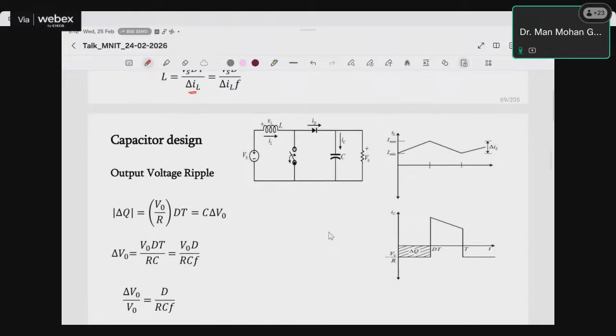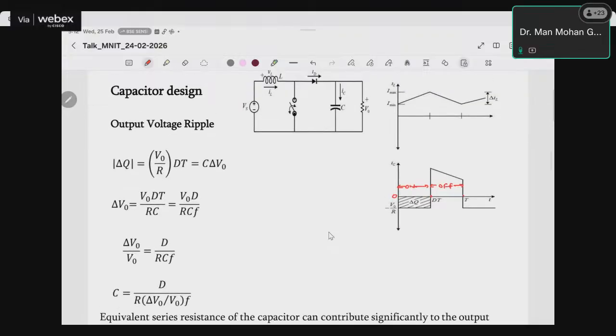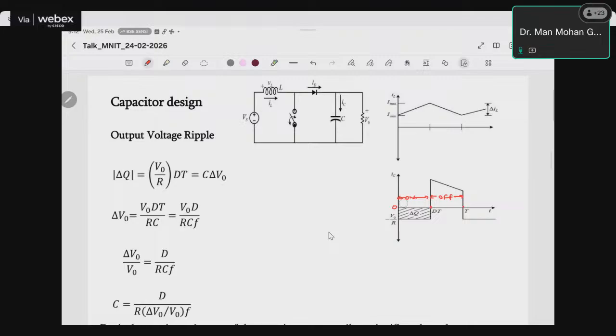For capacitor design, we need the waveform for capacitor current. So this is 0, this is DT, this is T. This is the on period of the switch, and this is the off period of the switch. During the on period of the switch, the capacitor is discharged only, and during the off period, the capacitor is charged.